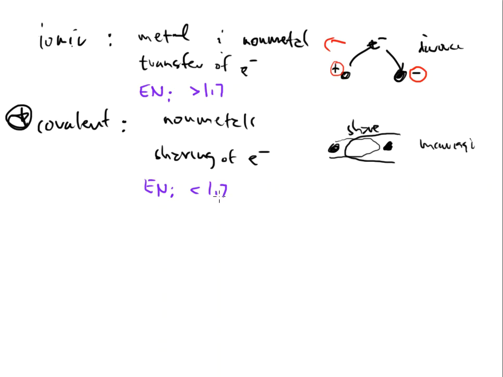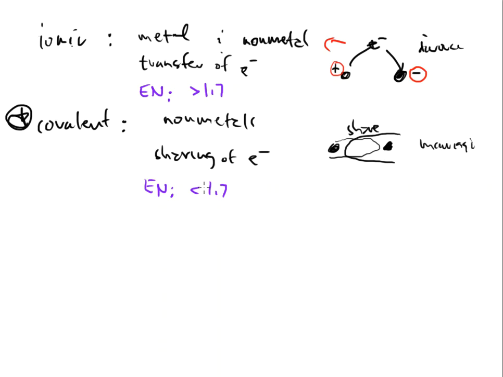Ionic bonding is a metal and a nonmetal. Ionic bonding is a transfer of electrons. Ionic bonding is greater than 1.7 with EN value. Covalent's the same way. It's covalent bonding. Nonmetals coming together kind of get stuck. Covalent bonding, they share electrons. Covalent bonding, the EN value is less than 1.7.